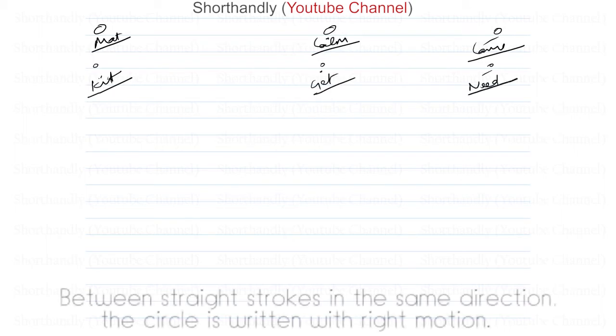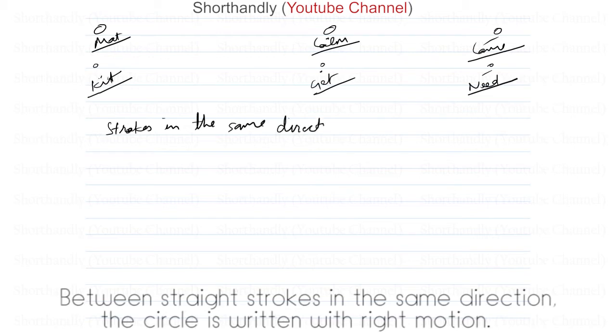Alright, so let's read this statement again. It says between straight strokes in the same direction. First of all, we will understand this phrase, strokes in the same direction. So what does strokes in the same direction actually mean?